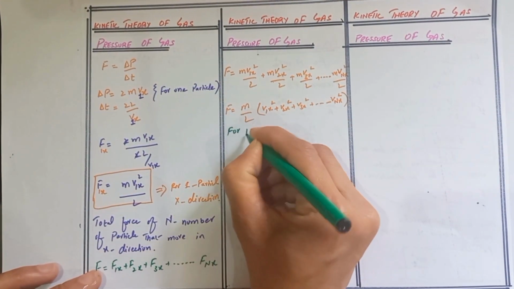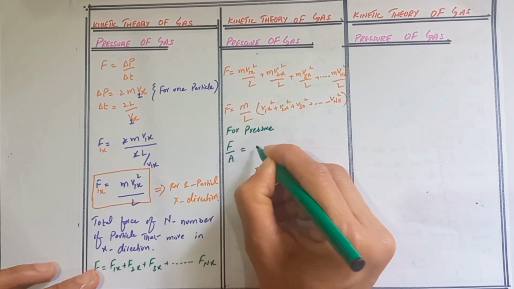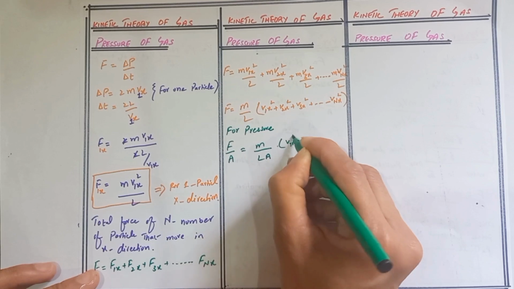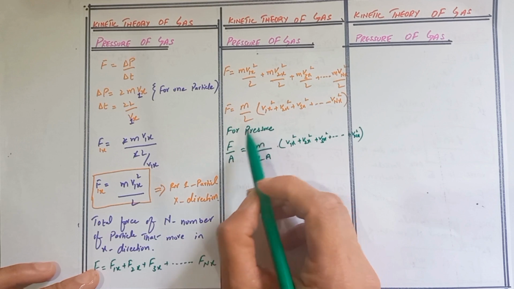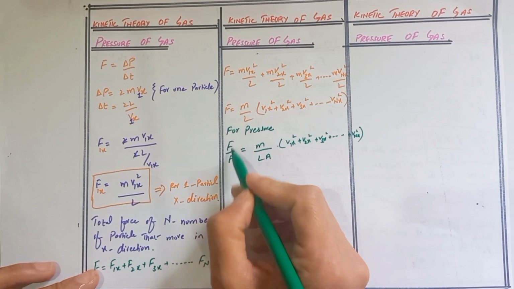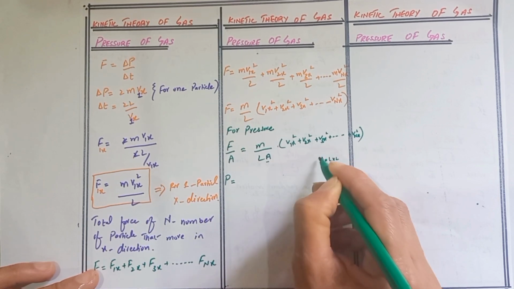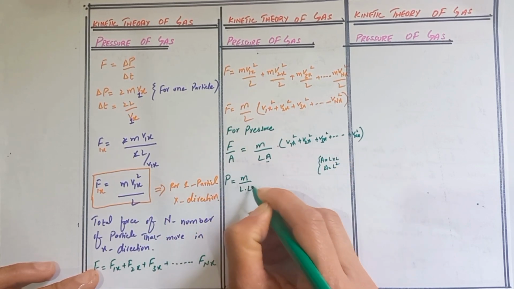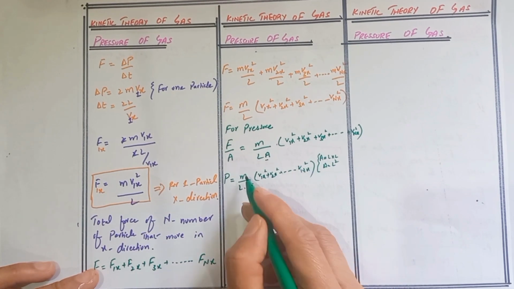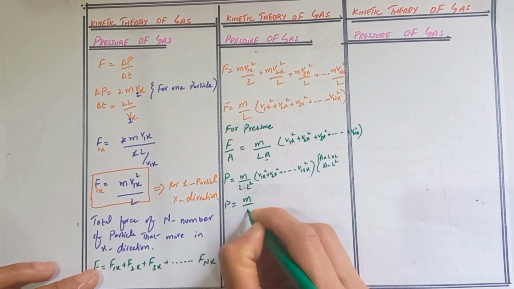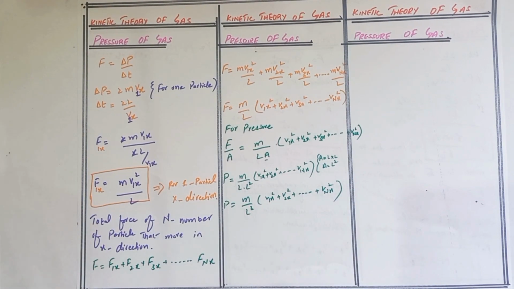For pressure, we divide by area on both sides. Force over area is equal to the pressure P. Here the area of the cube A is L times L, that is L². So the equation becomes m over L times L², times (v1x² plus v2x² plus up to vnx²). Here L times L² becomes L³, so P equals m over L³ times (v1x² plus v2x² plus up to vnx²).